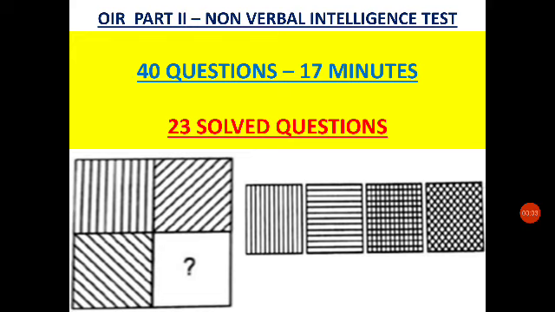Now in this presentation, in this video we'll see OIR part 2 non-verbal intelligence test questions. In this test you get 40 questions during SSB interview screening test, and these questions are required to be answered in 17 minutes time. So in this series we'll see 23 solved questions.